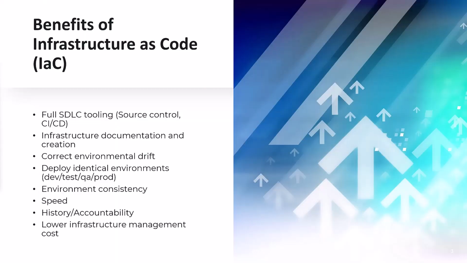Let's talk about some of the benefits of infrastructure as code. Full SDLC tooling. As mentioned in the quote before, because the infrastructure itself is modeled in code, the entire coding ecosystem applies to infrastructure as code, or IAC for short. This includes things like source control, DevOps, GitOps, CI/CD. So you have all of those tools that are available to you for your infrastructure, just as you would with your software.